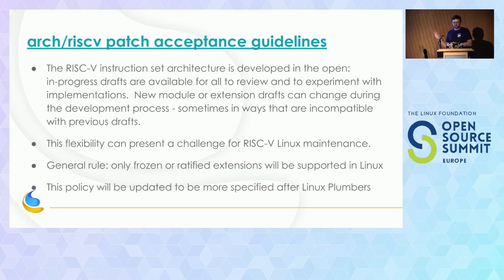So in general, the rule for the arch/riscv directory is that they only support frozen or ratified extensions. Frozen being that it's basically done, and it's just going through this 45-day public review period before it finally gets ratified. Though this policy, if you look at the text, was not really verbose enough or specific enough. So we talked about this at Linux Plumbers earlier this week. And this links to a file in the documentation directory, and I think that's going to get updated to be a little bit more specific, because this is a pretty important thing to have guidelines being very clear, and the current ones don't quite cover all the different situations that might come up.